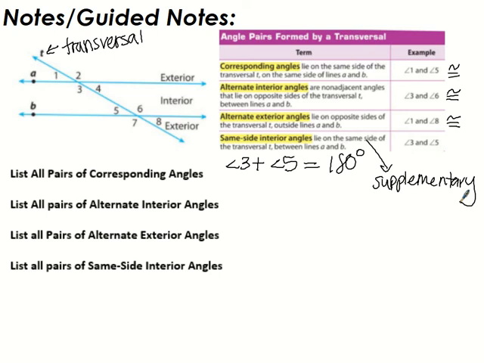So list all pairs of corresponding angles. They gave us one of them, 1 and 5. We need to list the rest of them. So let's start with angle 2. Angle 2 is on top and on the right. So I need an angle that's on top of B and also on the right. That is angle 6. I'm going to go slash angle 6.